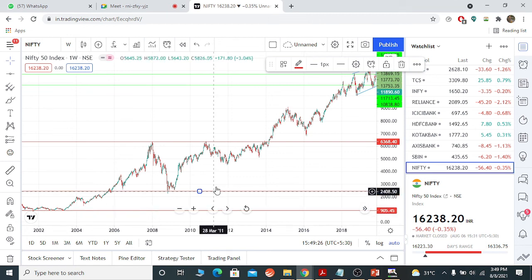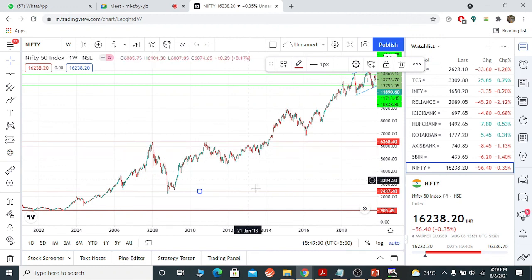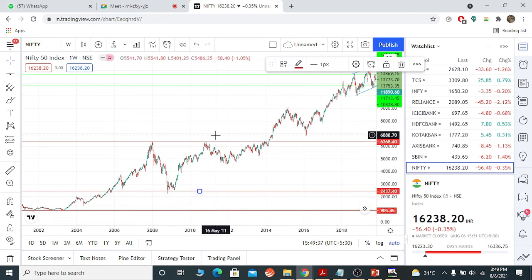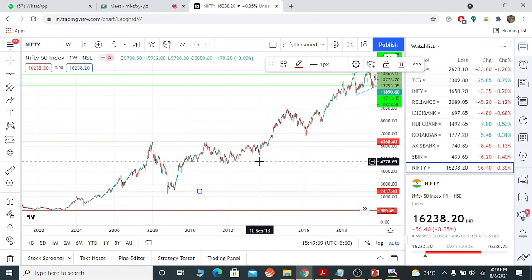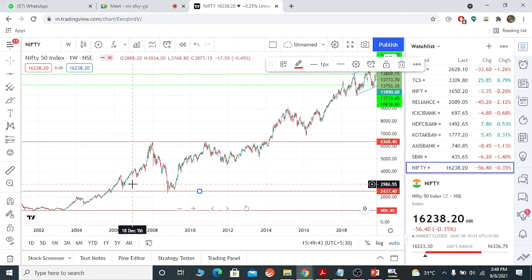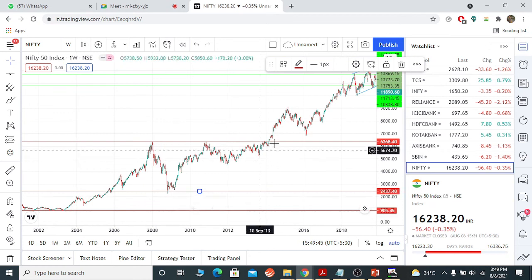And during a crash, the price would correct by a minimum of 50%, or it could even be more than that, 50% or 60%. And then after that, again, it would continue in its upward or downward journey, based on whatever the long-term trend is in that stock. In Nifty 50, it's always going to be in an uptrend.